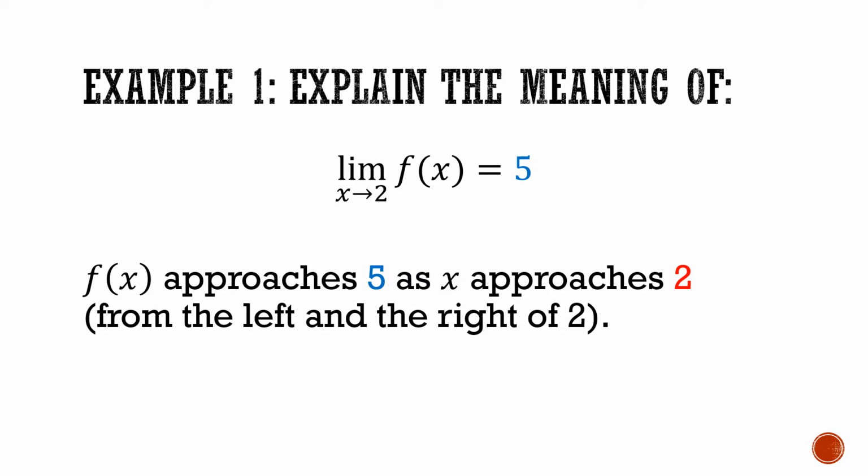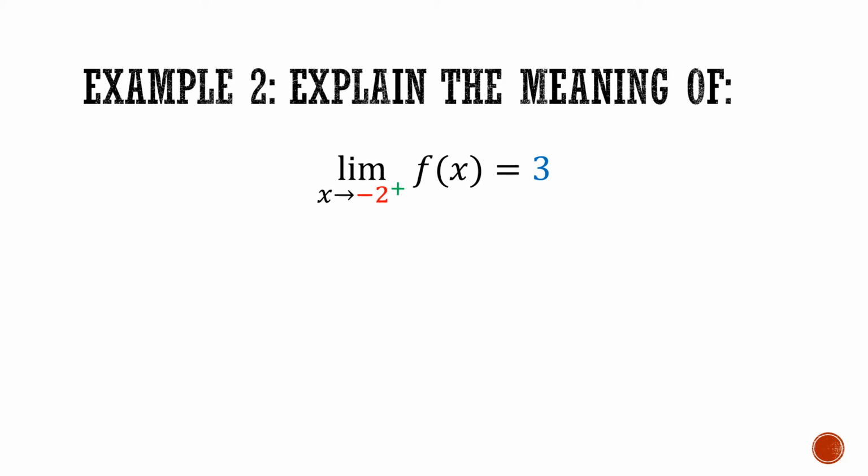Now, I put that in parentheses, but I'm being very specific. If I say that f of x is approaching 5 as x approaches 2, I need to make sure that everyone understands I'm approaching 2 from both sides. It's not from just one side or the other side. I'm approaching that number 2 from both sides. And I'll show you in a second what it looks like to approach from the left versus the right.